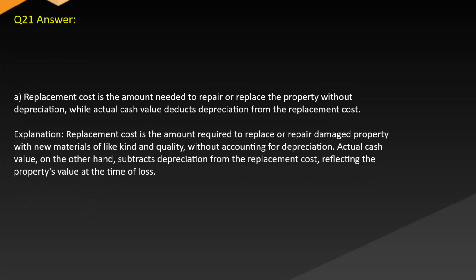Answer: A. Replacement cost is the amount needed to repair or replace the property without depreciation, while actual cash value deducts depreciation from the replacement cost. Explanation: replacement cost is the amount required to replace or repair damaged property with new materials of like kind and quality, without accounting for depreciation. Actual cash value, on the other hand, subtracts depreciation from the replacement cost, reflecting the property's value at the time of loss.